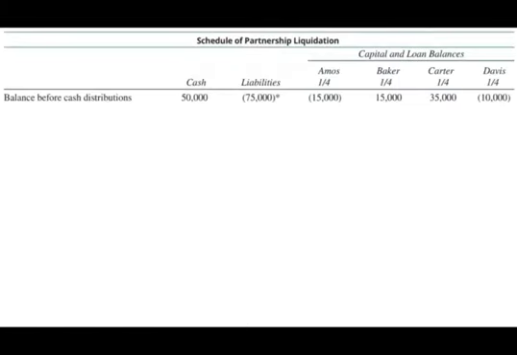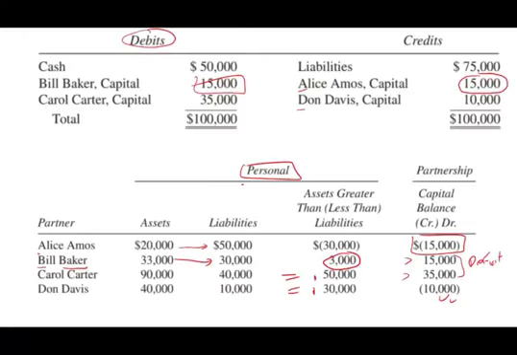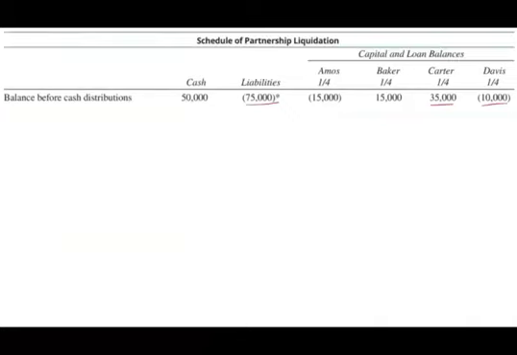Okay, let's take a look. So these are the beginning balances. We have cash of 50,000, liabilities in total of 75,000. And these are the capital and loan balances: Amos, credit, debit, and credit. Okay, so this is the beginning balances. The first thing we're going to do, since Bill Baker has 3,000, Bill Baker's going to contribute 3,000 to the partnership.